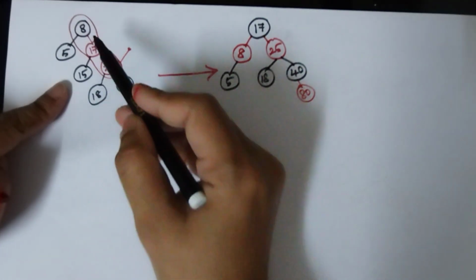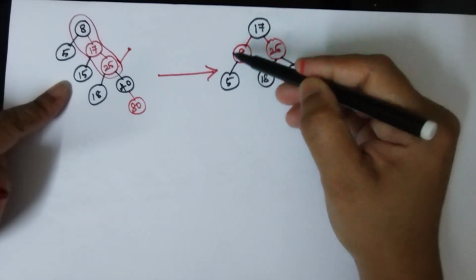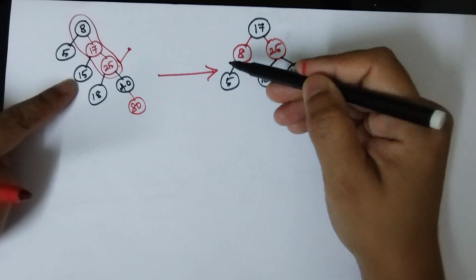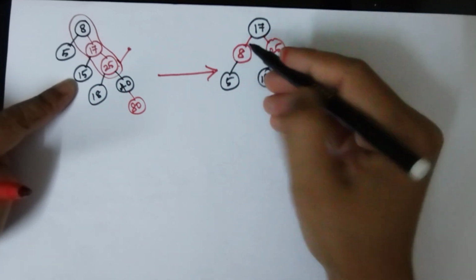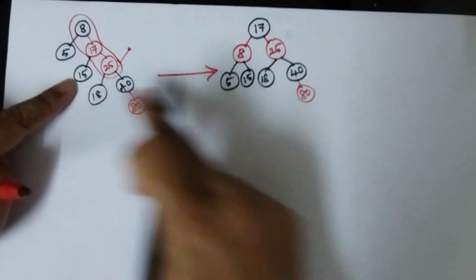For this, again you need to check, it is already in the left of 17. So check from 17, left hand side. On the left of 17 it is already 8. So compare this value 15 with 8. 15 is greater than 8, so 15 should be placed towards the right of 8. So here we will place 15, which is black in color.